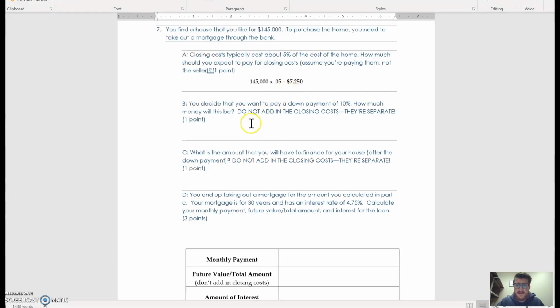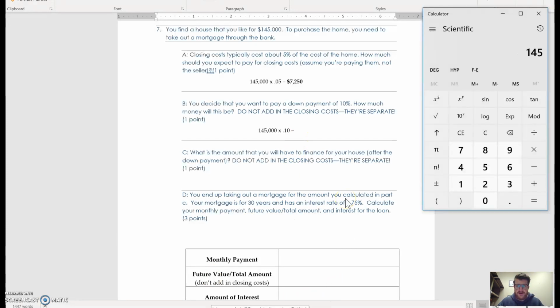So next, speaking of down payments, we're going to put a down payment of 10% down. Now that's 10% of the cost of the home. It has nothing to do with the closing costs. So it's 10% of the 145,000. Again, this is the same exact math, a little bit different of a concept because we're talking about down payment, but the same exact math. So what you want to do is take that 145,000 times 10%, so 0.10.